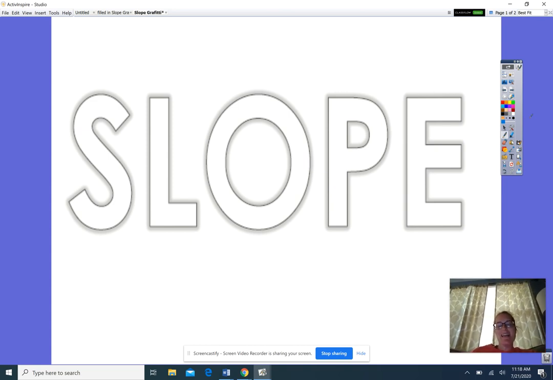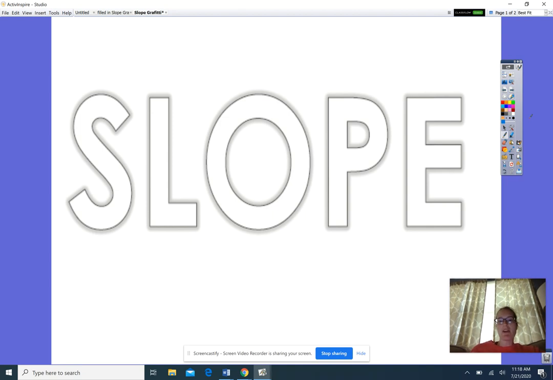Hi guys. Today we're going to be looking at slope. We're going to do a little review here. We've already learned all of the formulas that go along with slope. We practiced finding slope and we have talked about positive, negative, zero, and undefined slope.